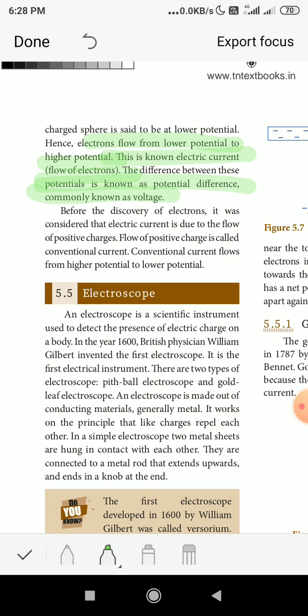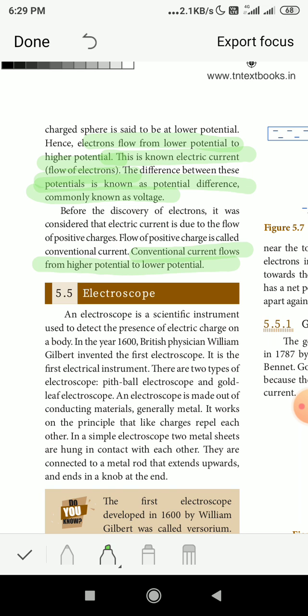Now, before the discovery of electrons, it was considered that electric current is due to the flow of positive charges alone. Conventional current flows from a higher potential to a lower potential. But electrons are not like that; they flow from a lower potential to a higher potential. So we will underline that conventional current is always from higher to lower potential, but electron flow is always from lower to higher. It is just the opposite.